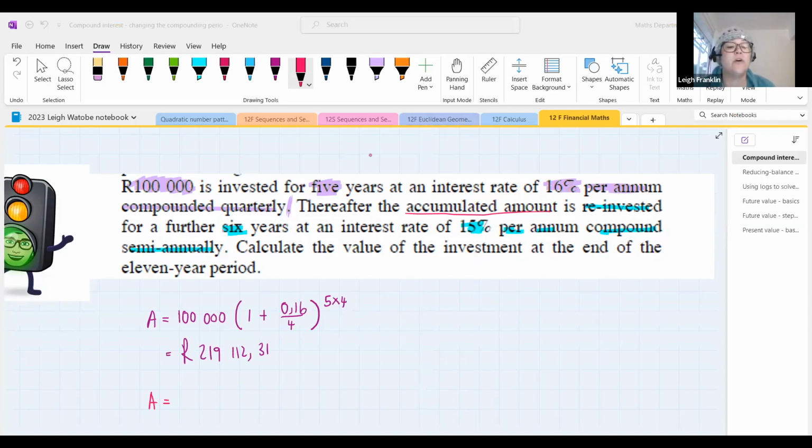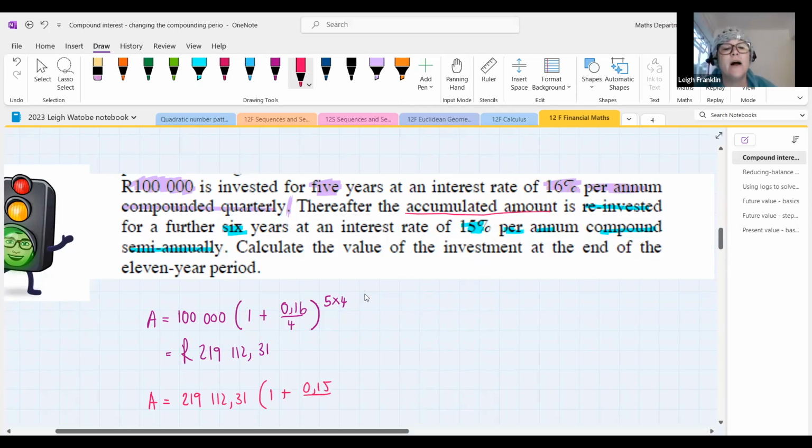Yes, my previous answer. So 219,112.31 is my new P. Quite right. The interest rate has changed to 15%. So that's 0.15. And if it is compounded semi-annually, what do I need to divide 0.15 by? If it's compounded semi-annually, I'm dividing by.